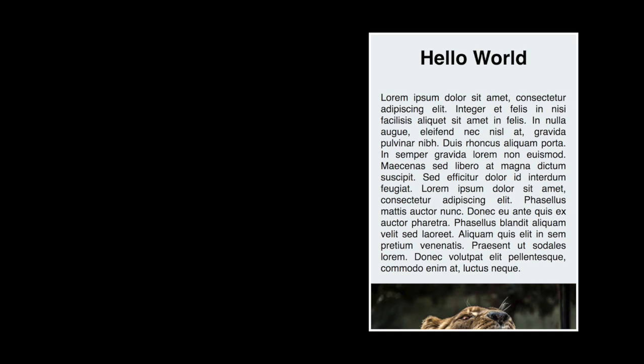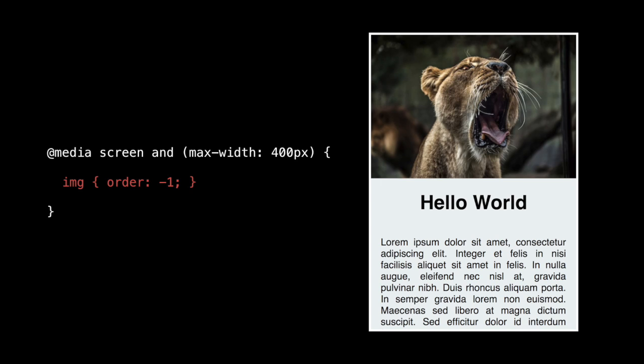We can actually change the visual order of our items without changing the HTML. So for instance, we can just set the image to order -1, and that will actually put it before the other elements. So here I've done it in a media query so that when it's a smaller screen size, that image gets placed first. And how that works is each Flex item has a default order of 0. And so if you set an item to anything lower than 0, it will go first in order.